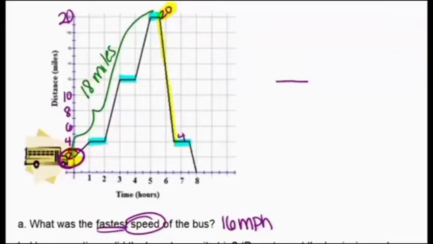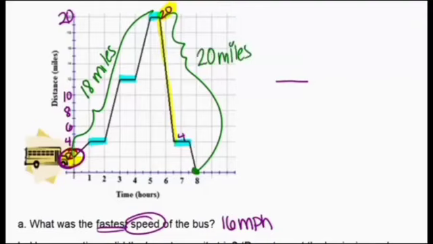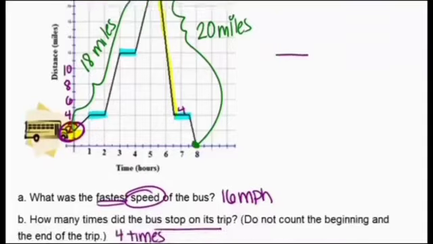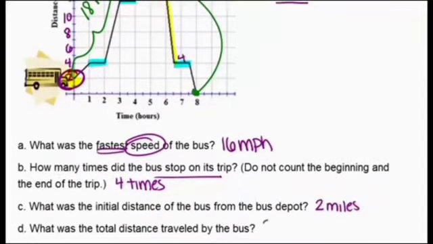Now, we turn around to go home. We go from being 20 miles away to down here, 0 miles away. So we're traveling 20 miles over the course of that part of the trip. So total, we've traveled 18 plus 20 miles, or 38 miles. So this answer is 38 miles.